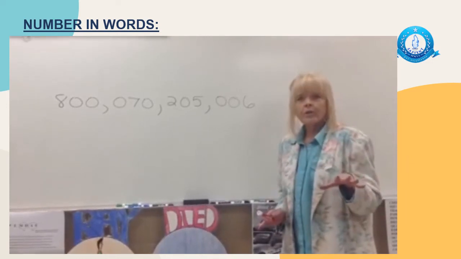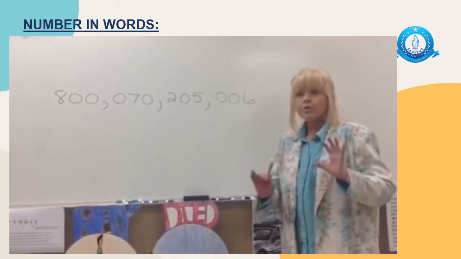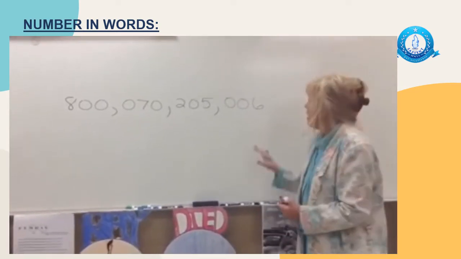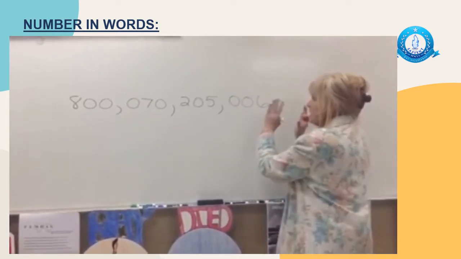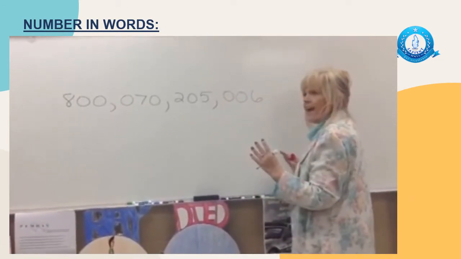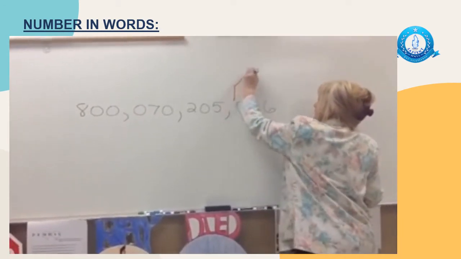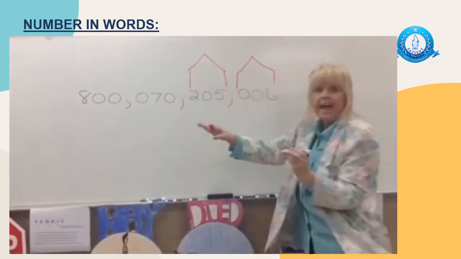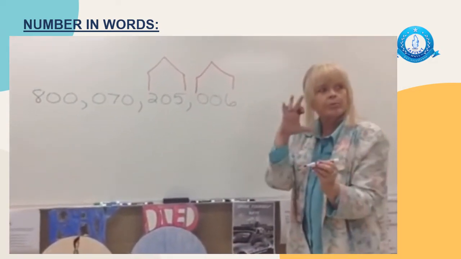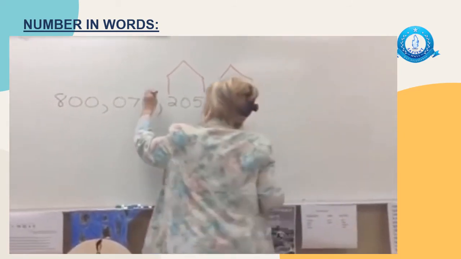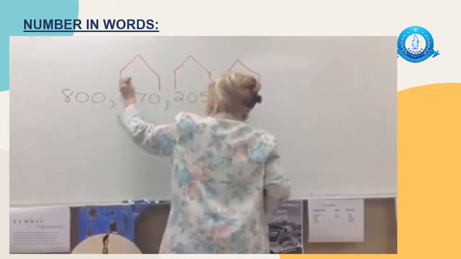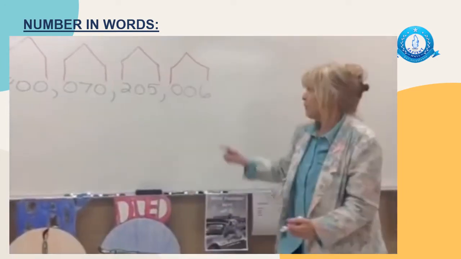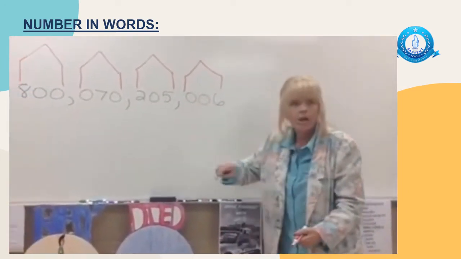I'm going to teach you how to read big numbers. Okay, you have to know the houses. Every section has a house. And every house has a name. So when you see a big number like that, I want you to picture in your brain all these houses. Every section has a house. How many people are in each house?